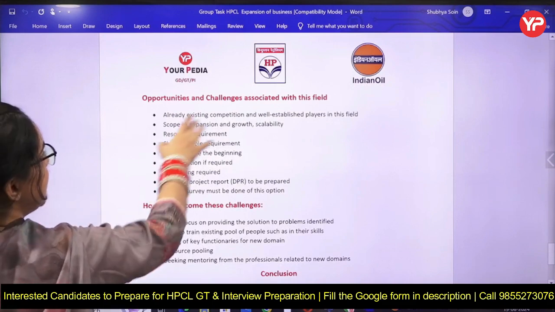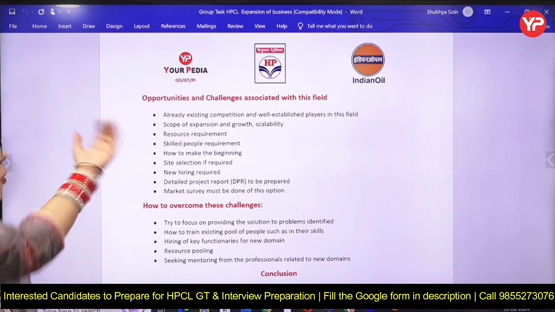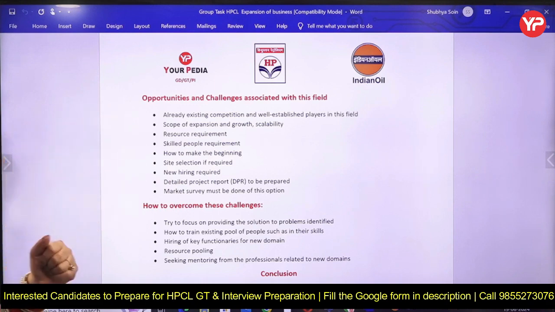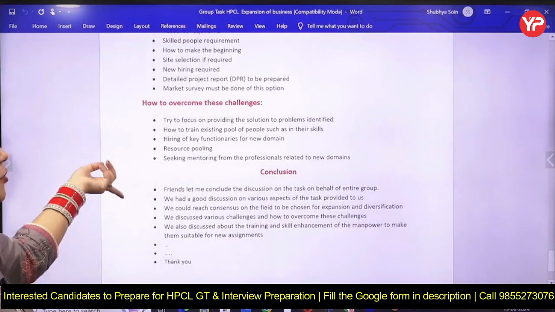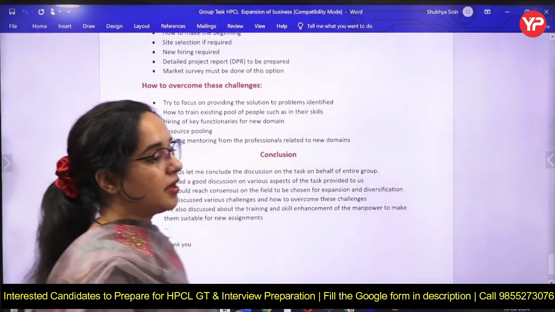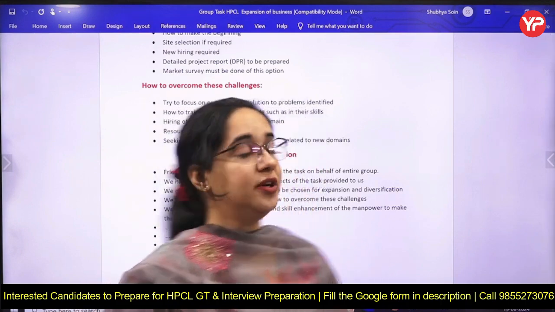Then come the opportunities and challenges associated with this field. There are a number of challenges, like the already existing competition, as there are some well-established players in the market, scope of expansion, scalability, resource requirement, skilled people requirement, how to make the beginning, site selection if possible, new hiring if required, DPR to be prepared, and a market survey must be done for this option, because we need to understand what things are very prominent in the market, what is the need of the market, and what solutions we can provide only by understanding the need of the market.